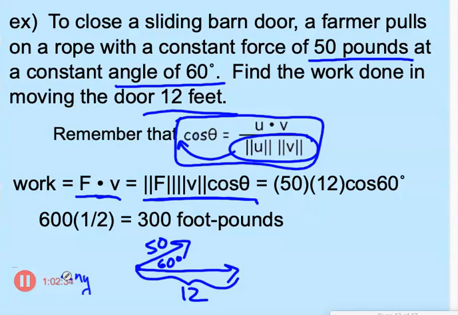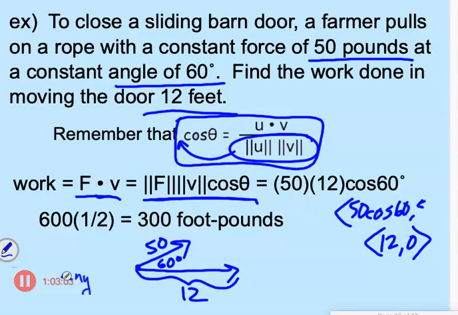Rather than trying to rewrite F in component form, but even if you rewrote F in component form, how do you get V? Well, you'd have to let V be horizontal, a vector of just 12, 0. And if you let V be 12, 0, and write F in trig component form, 50 cosine 60, 50 sine 60, when you do the dot product, you get this times this plus 0, and you end up with the same thing.